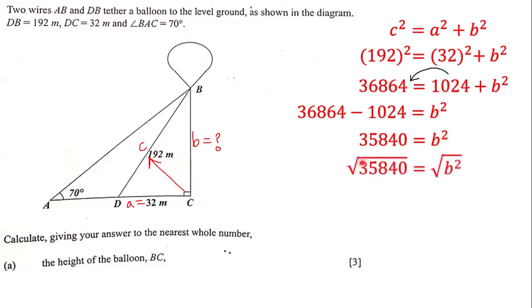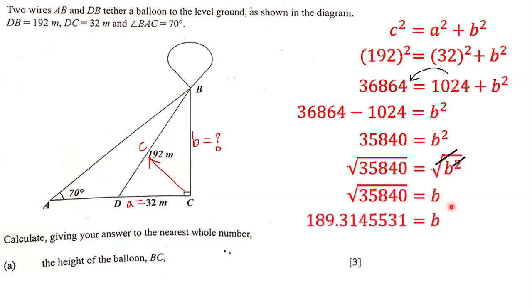Next, we take the square root of both sides, and when we do, we cancel this with that. So we get that B is equal to the square root of 35,840. And when we take the square root of 35,840, we get 189.3145531. That's what B is, right? But we want to write our answer correct to the nearest whole number.